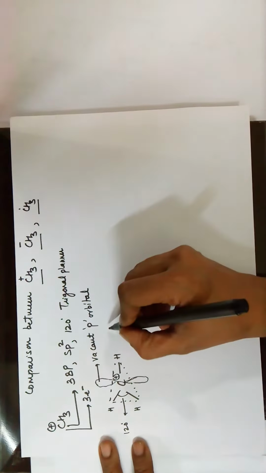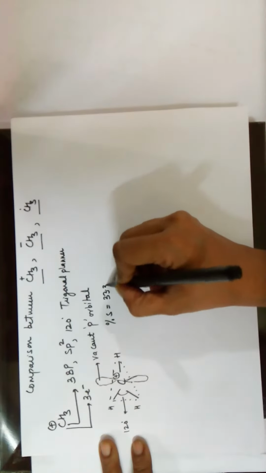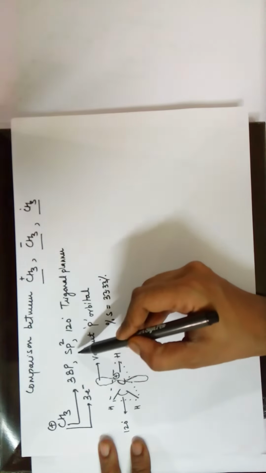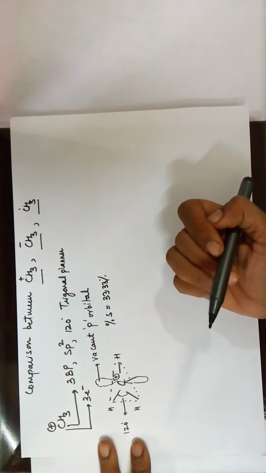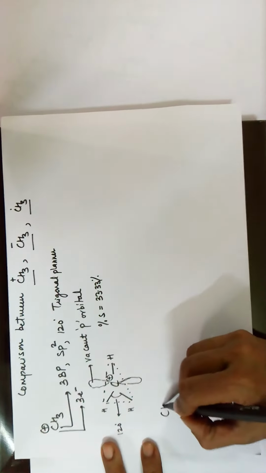The percentage s character in this compound is going to be 33.33%, since in sp2 s is 1/3, and 1/3 is always represented by 33.33% character. Moving ahead with the carbanion.